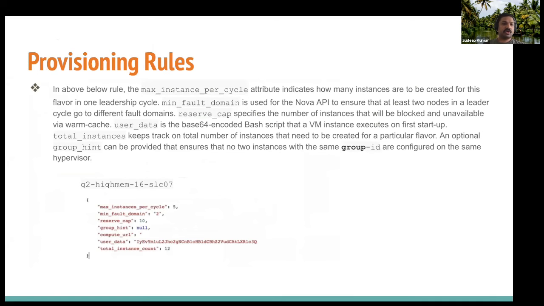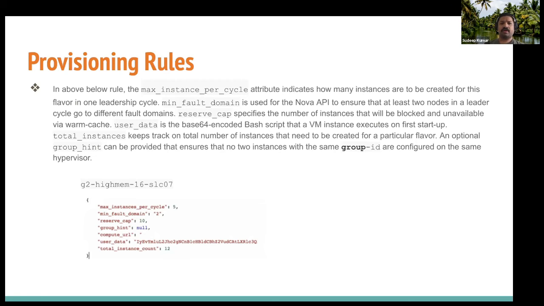So we briefly talked about different provisioning rules. This slide tries to capture that. In the rule below, we have something called max instance per cycle, which essentially says how many instances you want to spawn in a cycle, and how many minimum fault domains you need. G2 HIMEM 16 SLC 16 is a flavor on our infrastructure. It could vary for different companies, but this is a flavor that we have.